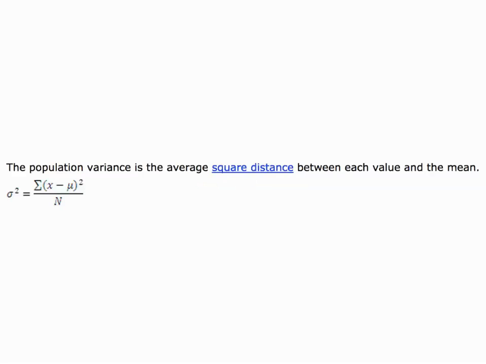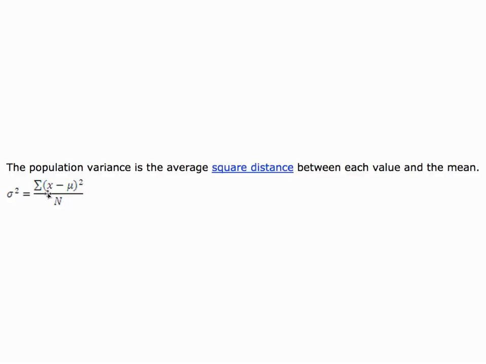So one way to do that is to square the distance. That means we take every value and subtract the mean, the average, and then we square it to make sure it's positive. And then we get the average of the square distance. So that's how the formula should look. It is the average of the square distance between every value and the mean.